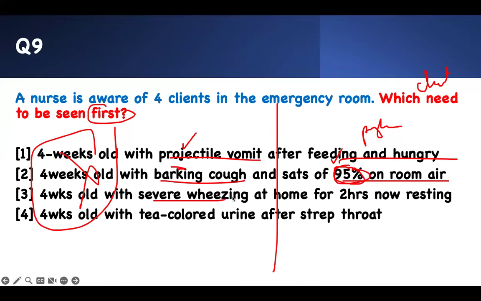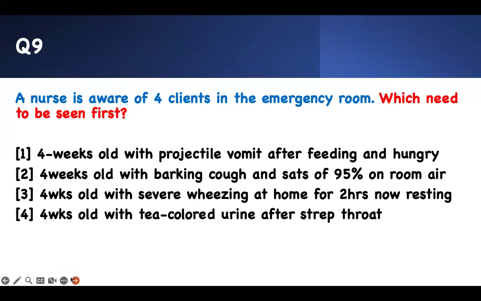A kid who has had severe wheezing at home for 2 hours and is now resting is bad. This is what we call silent chest. You are resting after wheezing for 2 hours, something is wrong. You're getting tired. This patient may have asthma. A client with tea-colored urine after strep throat, this is post-streptococcal glomerulonephritis. It's no problem. So 3 is dangerous. That's the patient we will see.